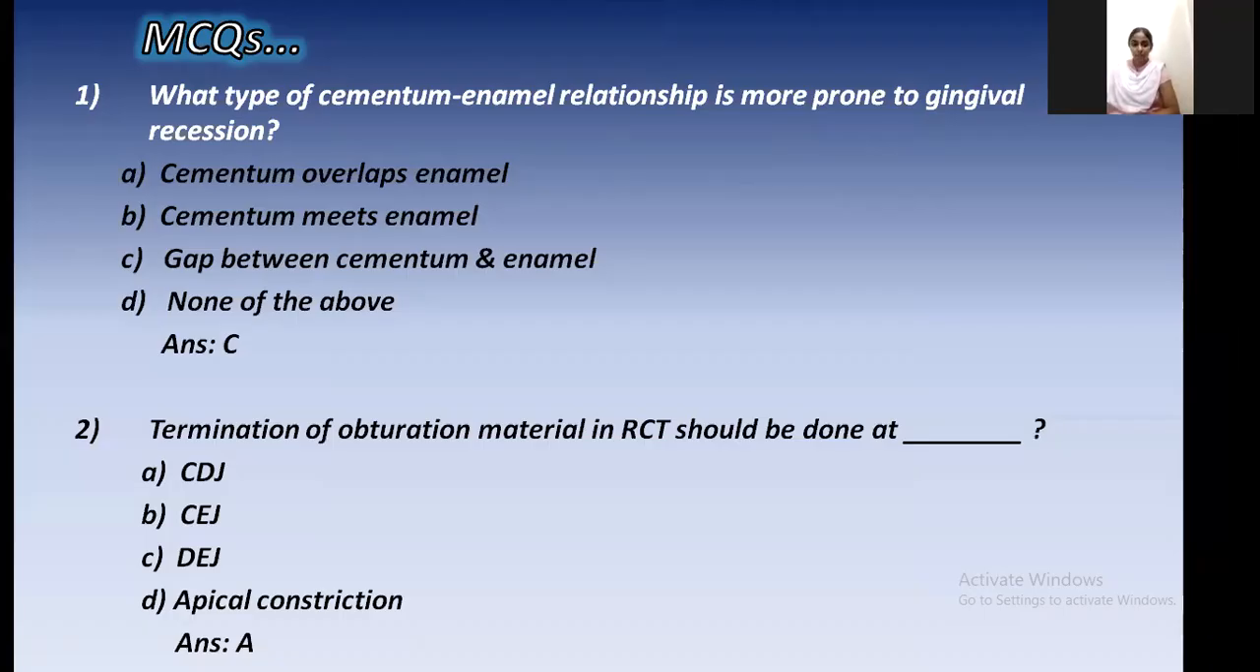Question number 2. Termination of obturation material in root canal treatment should be done at dash. Option A, cemento-dentinal junction, CDJ. Option B, cemento-enamel junction, CEJ. Option C, dentino-enamel junction, DEJ. And option D, apical constriction. The answer is, always remember, termination of obturating material should be done at cemento-dentinal junction.